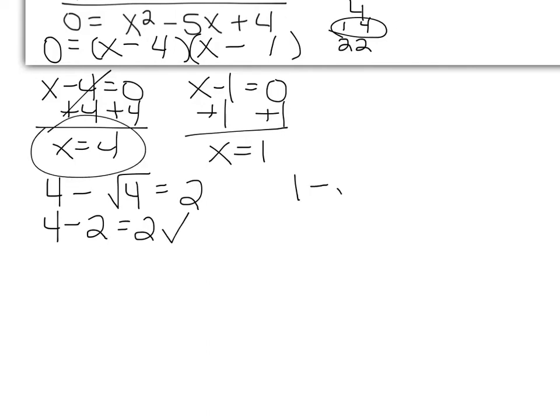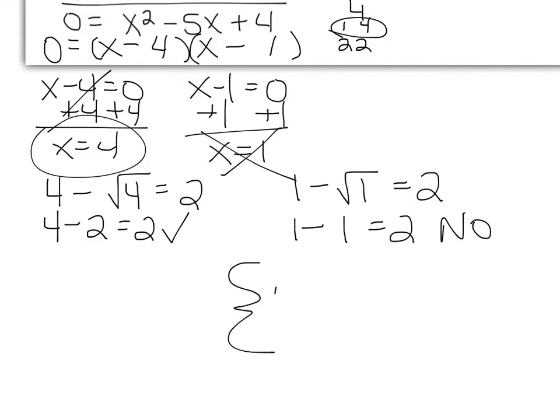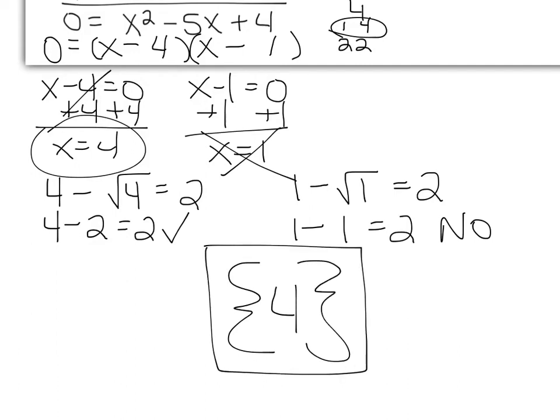Now let's try 1. 1 minus the square root of 1 equals 2. The square root of 1 is 1. Does 1 minus 1 equal 2? No, it does not. So 1 is not a good answer. So your entire solution set is just 4, which is why it's so important for you to check your work.